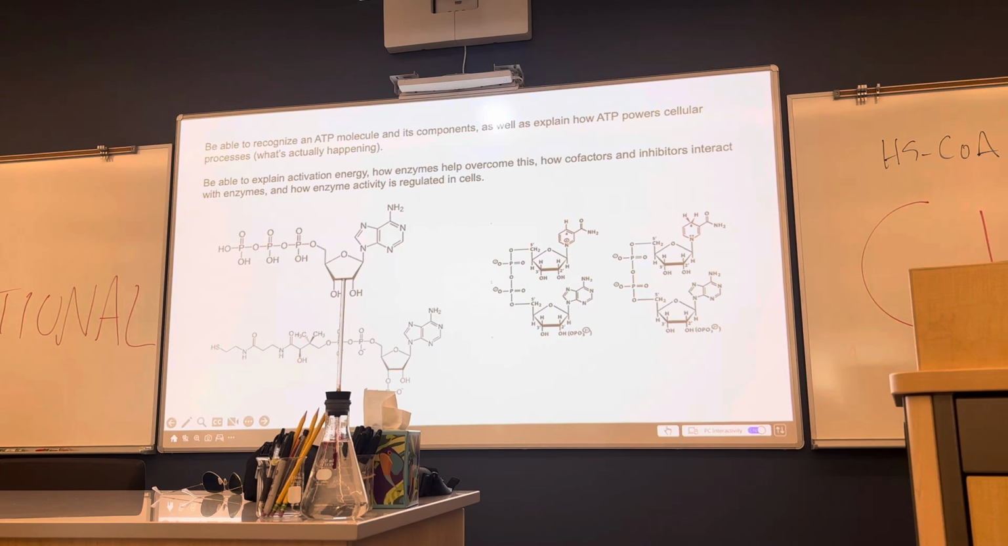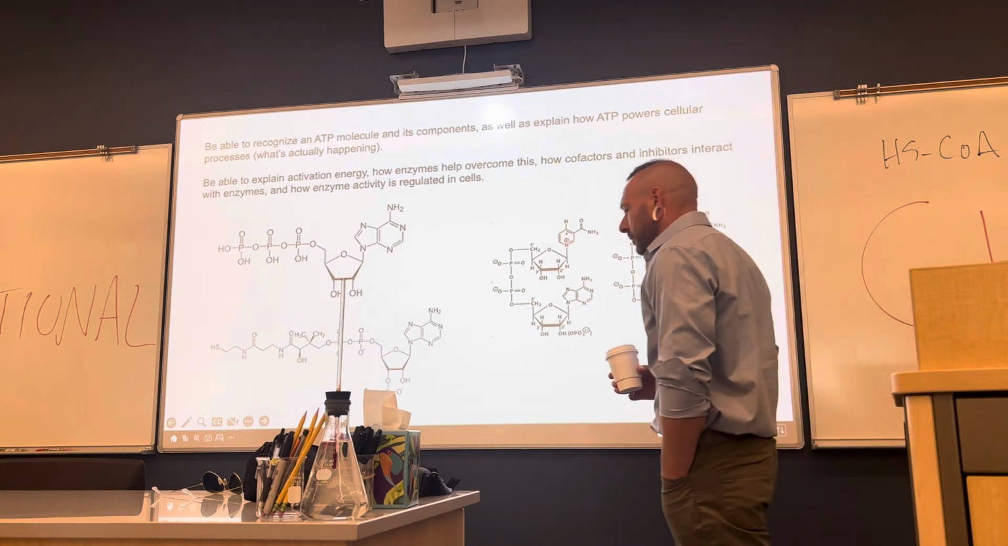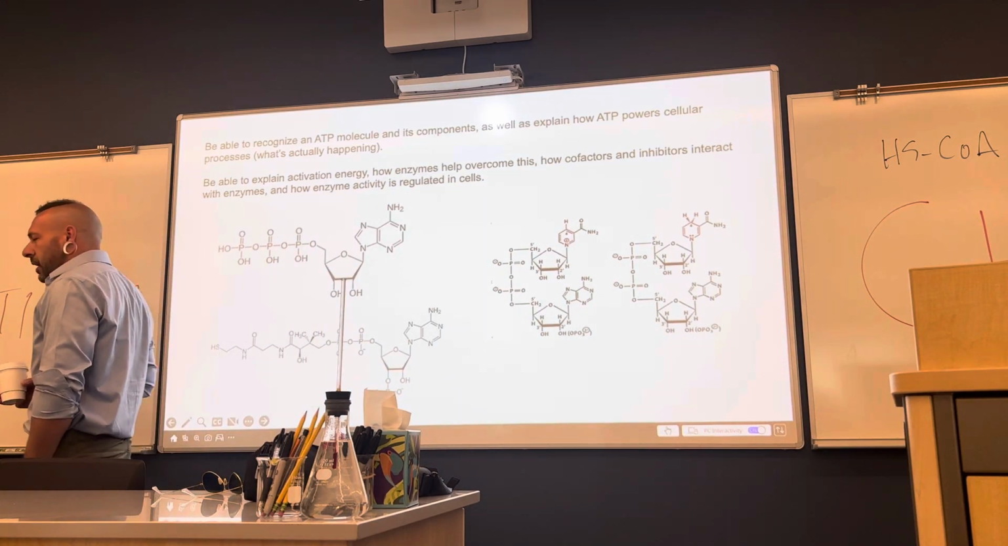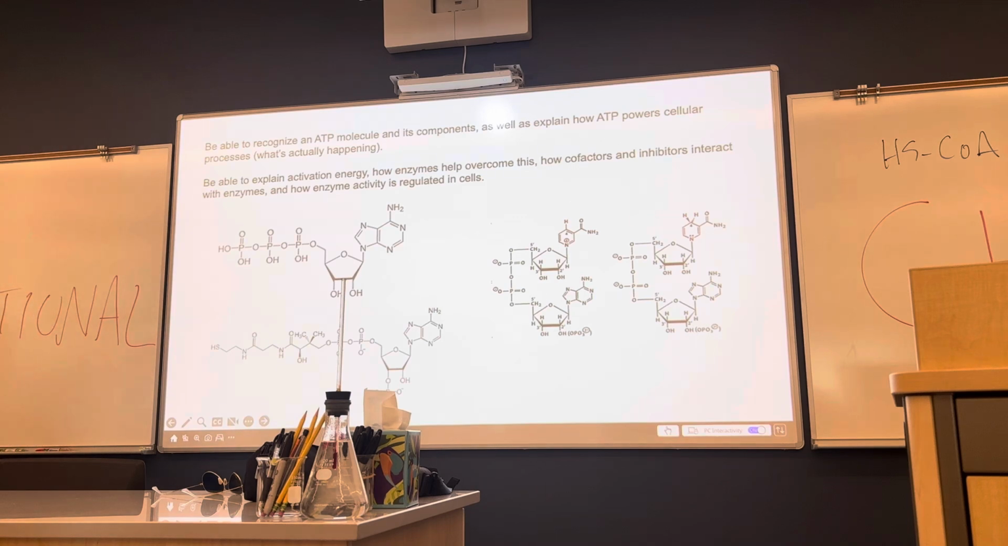Does hemoglobin work without iron? Iron is a cofactor. And hemoglobin is worthless if it doesn't have iron, because iron is what actually binds the oxygen. Okay? Acetyl-CoA, right? Acetyl can't enter the mitochondria without that coenzyme A attached to it. That facilitates the process.